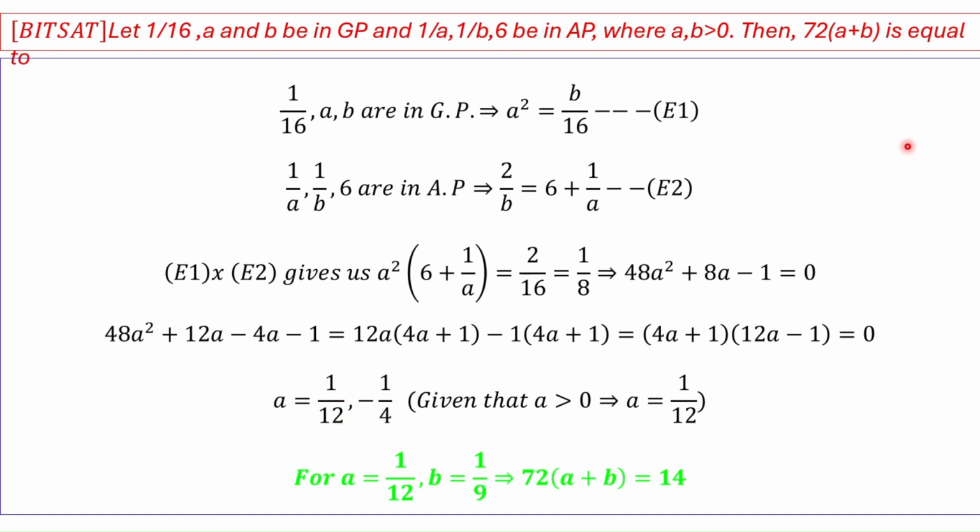It is given that A is greater than 0. So minus 1 by 4 is ruled out, right? So A is equal to 1 by 12. For A equal to 1 by 12, B is 1 by 9, and 72 times A plus B is 14. Okay, this is a bit set question. Okay, next.